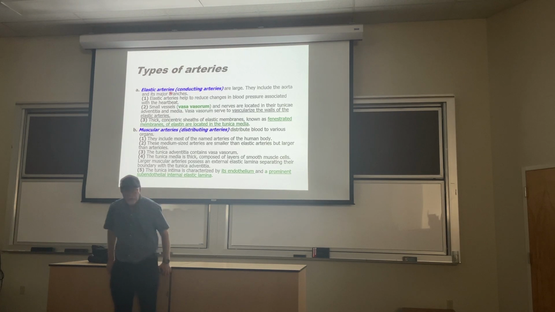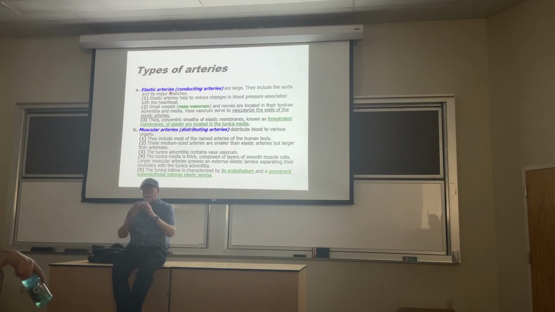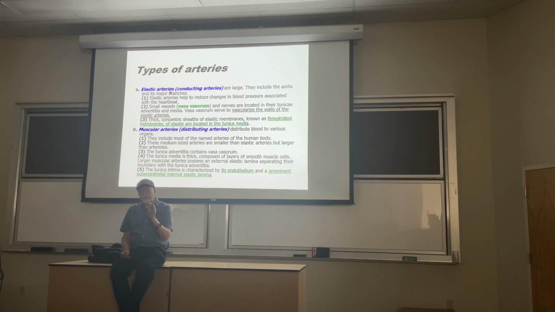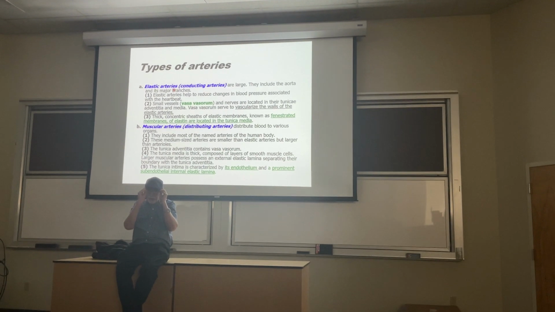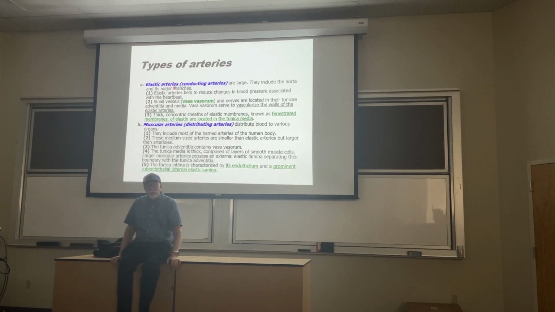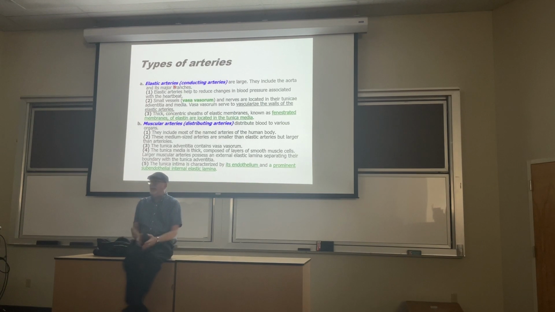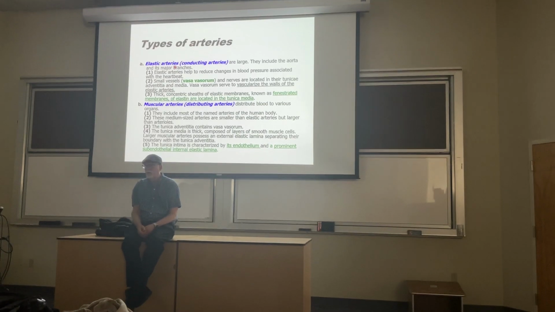These are called conducting or elastic arteries. The reason we call them elastic arteries is that in their tunica media, they don't have much smooth muscle. They have mostly elastic fibers. In the tunica media of the conducting or elastic arteries, they have predominantly elastic fibers, not smooth muscle. They do have a little smooth muscle, but mostly elastic.